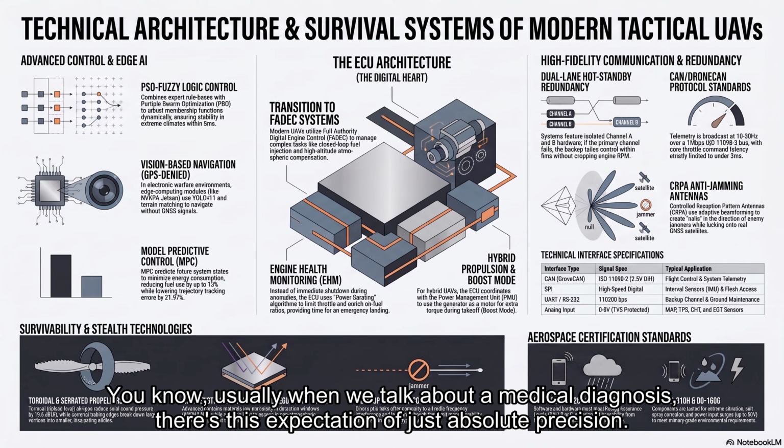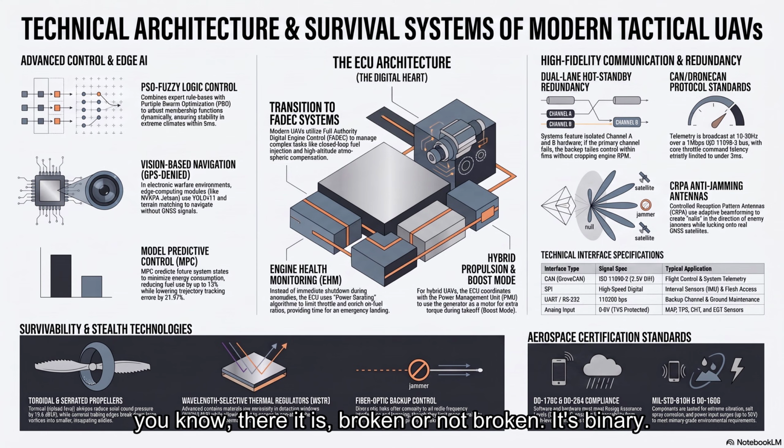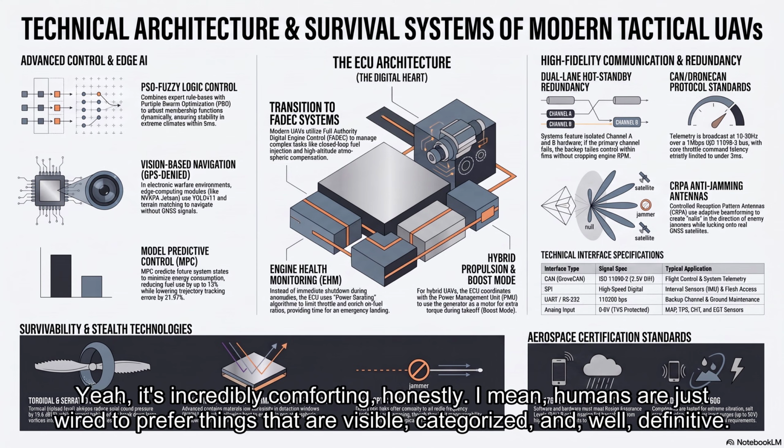You know, usually when we talk about a medical diagnosis, there's this expectation of absolute precision. Like you break your arm, the X-ray shows that jagged white line, and the doctor just points at it and says, there it is, broken or not broken. It's binary. Yeah, it's incredibly comforting, honestly. I mean, humans are just wired to prefer things that are visible, categorized, and, well, definitive.